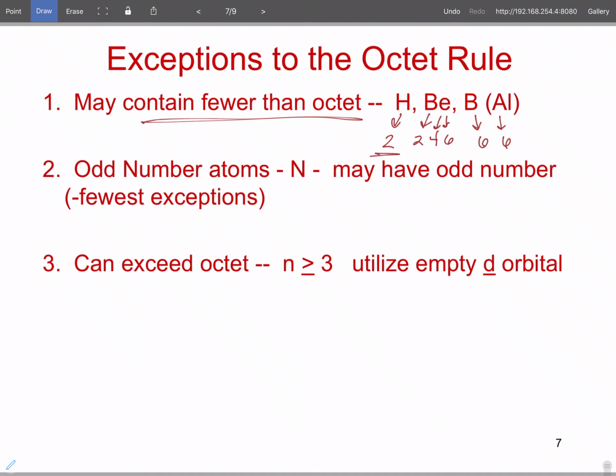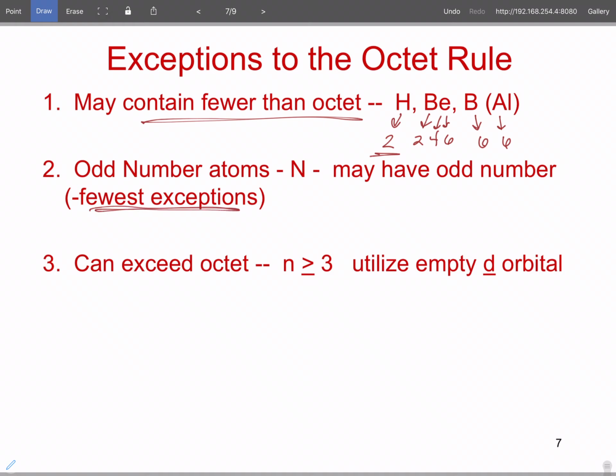Remember, we talked about hydrogen being the duet. So those you just need to know, and as I said, you want to recognize that beryllium's a problem, but I tend to not give you structures with beryllium. Okay. The next one is the one with the fewest exceptions.